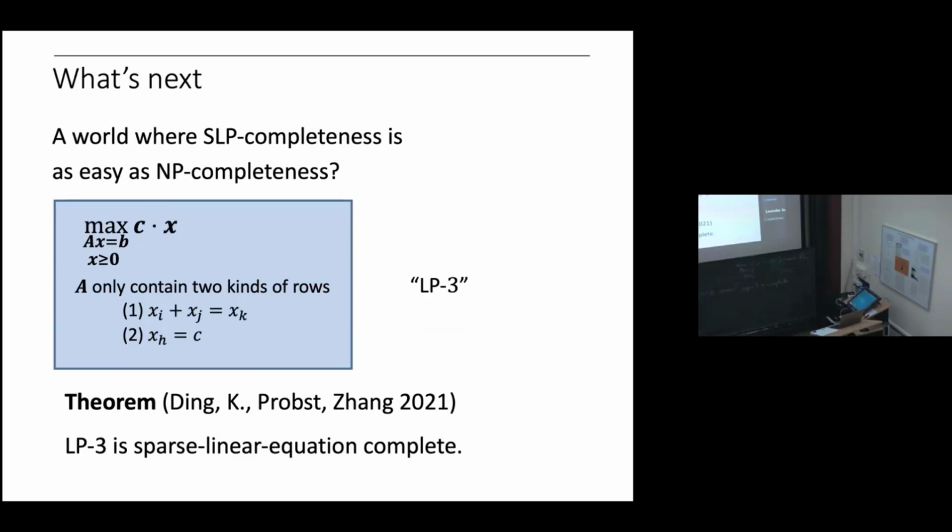this, so this is not online yet, but I guess will be before too long, that this linear program is sparse linear program complete. And you only have two kinds of rows, right? Either you say that a variable is fixed to some number, this c is unrelated to that, or you say that xi plus xj equals xk. So at least at the moment, this is sort of the closest that I can think of to something like 3-SAT is NP complete.